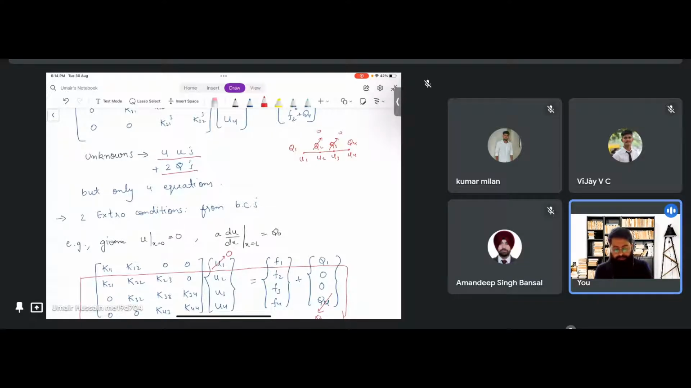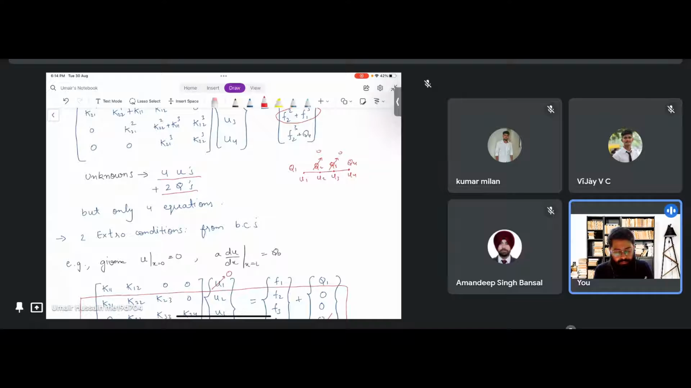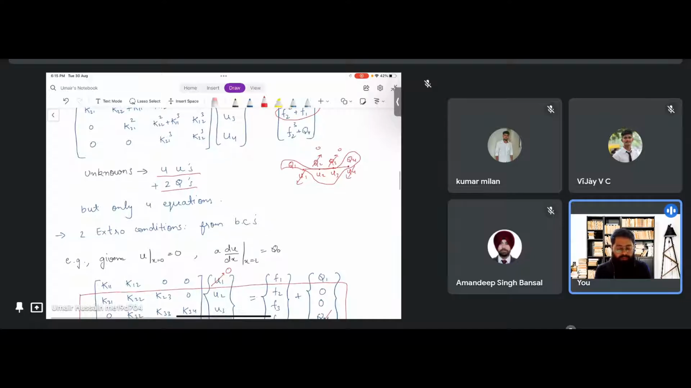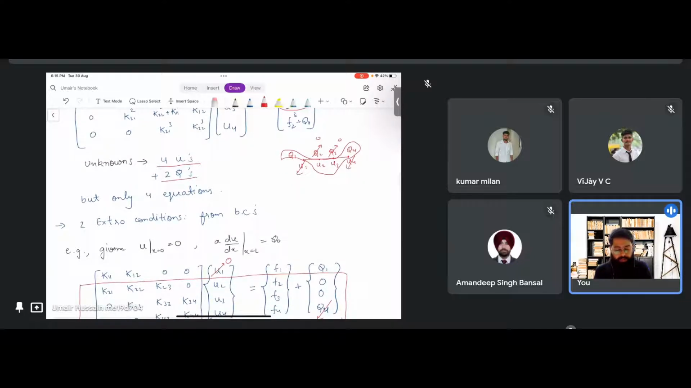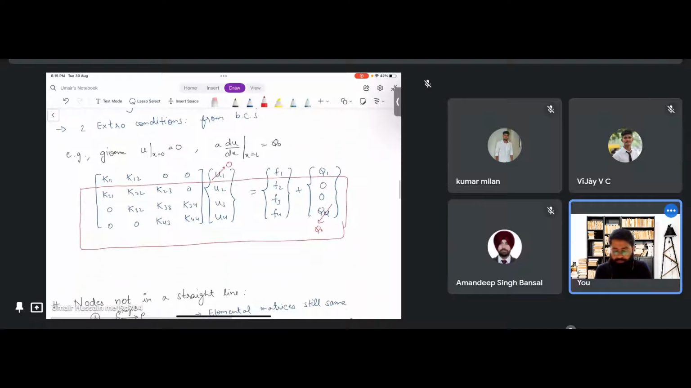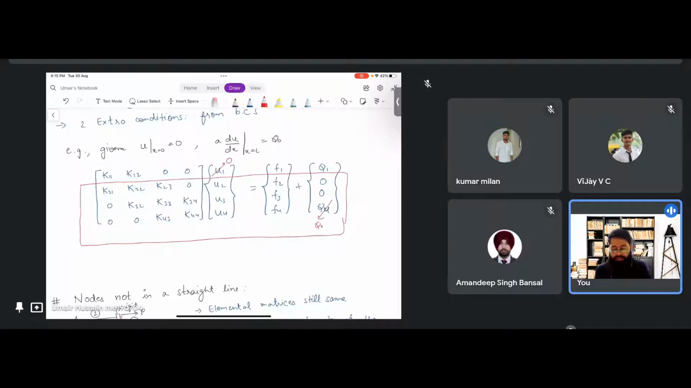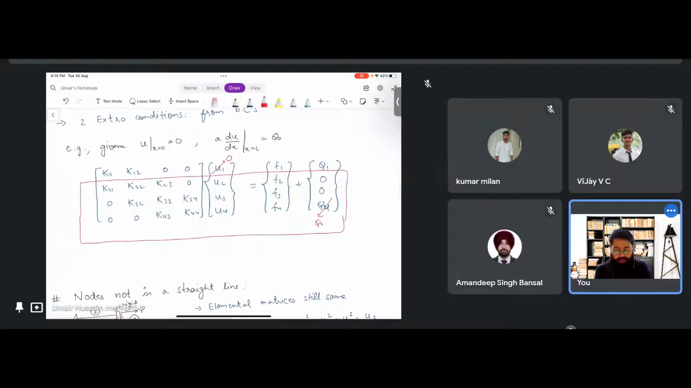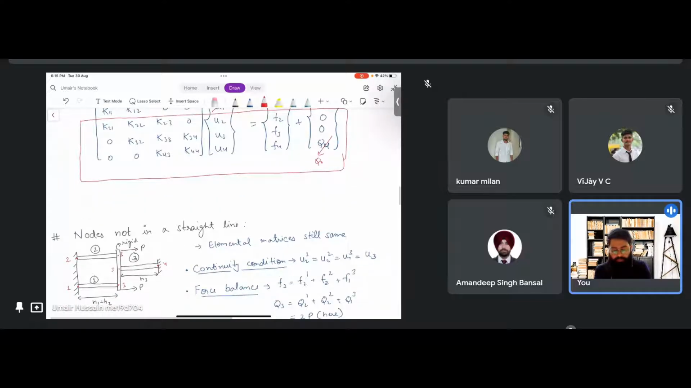So suppose we are given both sides as essential boundary conditions, then we know this term and we know this term. So now only these four unknowns are left. Likewise, if we are given an essential boundary condition on any one side, then also we'll be left with four variables. So we need boundary conditions at both sides. Once we get the boundary conditions, we get four unknowns and four equations. Then we can easily solve this. We'll see how we solve this later.